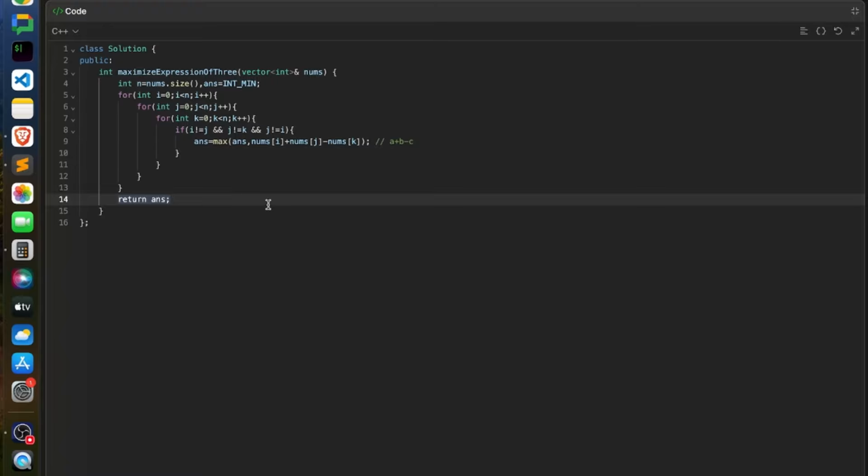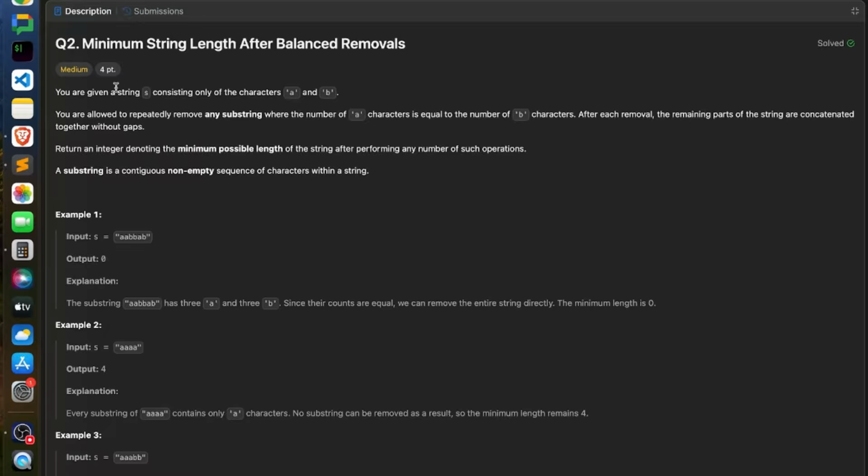Now let's look at the second problem. In the second problem, you are given a string s that consists of only characters a and b, and you are allowed to repeatedly remove any substring where the number of characters a is equal to the number of characters b, and after each removal the remaining parts of the string are concatenated together without gaps. We have to find the minimum possible length of the string after performing any number of such operations, right?